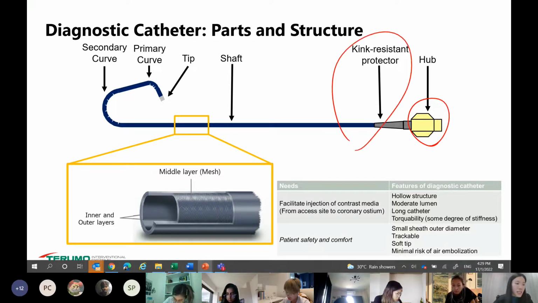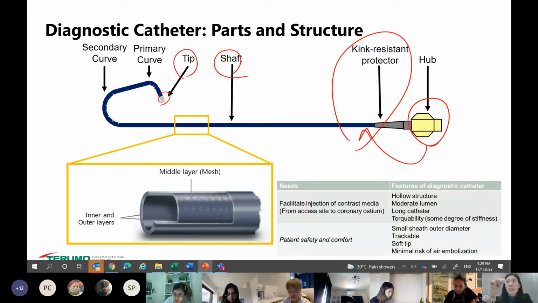There is a kink resistant protector that is at the weakest point of the catheter, attaching the hub to the shaft. And the shaft is basically a hollow tube again, and the tip is made of very soft material compared to the rest of the shaft, because this is where you want to engage your ostium, the opening of the coronary artery. You don't want it to be hard, to scrape and damage the artery, so it's generally soft.